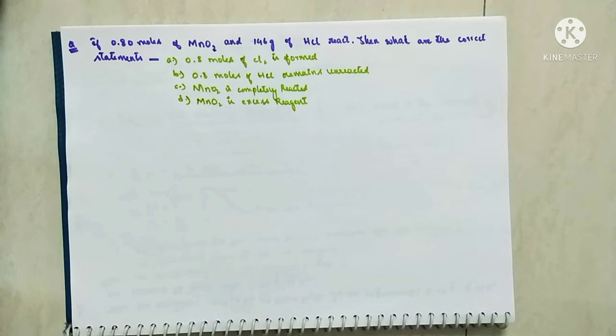So here is our question. If 0.80 moles of MnO2 and 146 grams of HCl react, then what are the correct statements? First option is 0.8 moles of Cl2 is formed, second is 0.8 moles of HCl remains unreacted, third option is MnO2 is completely reacted, and fourth option is MnO2 is the excess reagent. Now let's solve this problem.